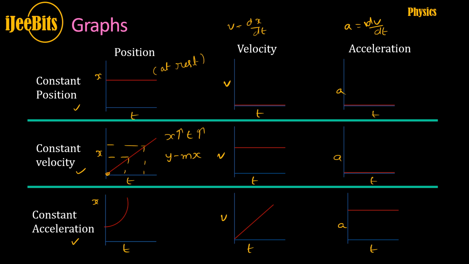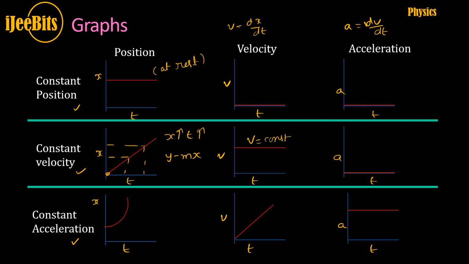Now what you have to see is that if you differentiate this line, it becomes a constant value. So that's why in the vt graph it is a constant line, right? So v equal to constant.